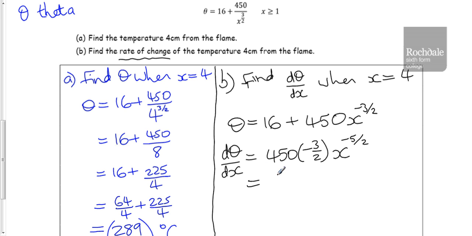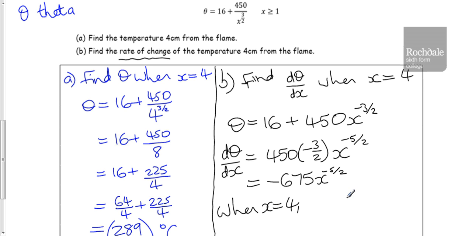Let's just simplify this first term here. Well, I've got a positive number times a negative number, so it's negative. I need to times by 3 and divide by 2. I'm going to choose to divide by 2 first, and then times by 3. So 450 divided by 2 is 225, times it by 3, 675. X to the power minus 5 over 2. That's now fully simplified. So let's sub in x is 4 now.